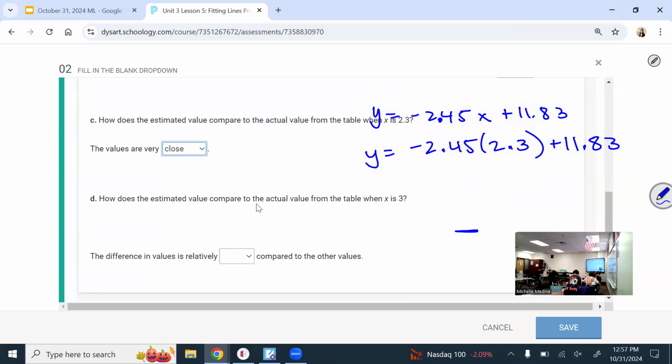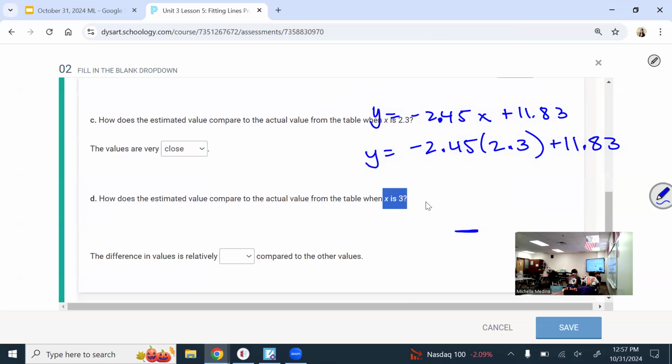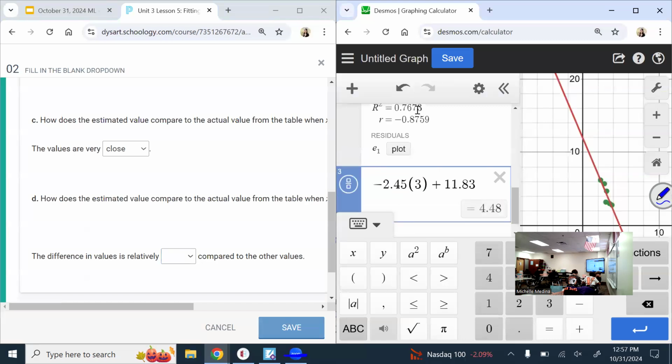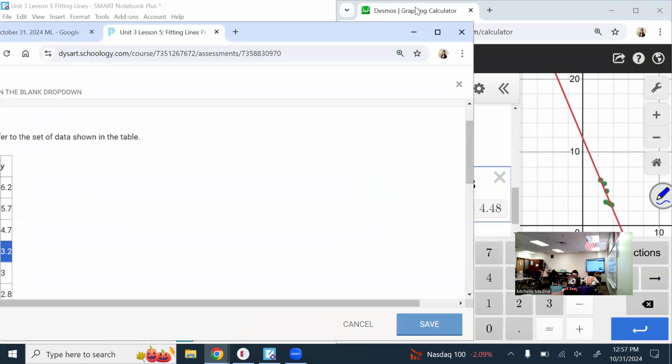How does the estimated value compare to the actual value from the table when x is 3? So we didn't solve yet for when x is 3. So let's do that. Now instead of 2.3, we're going to just put 3 for the x. That value is 4.48. That's my predicted value because I used my model to give me it. My actual I get from the table. So look at my actual value when x is 3. We're comparing 3.2 to 4.48.